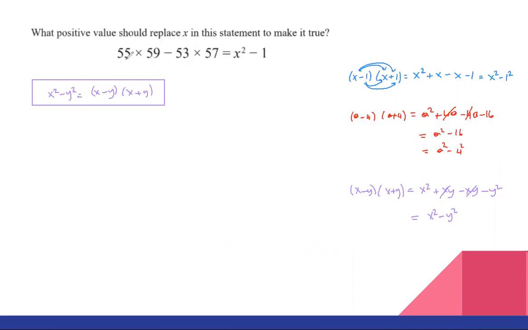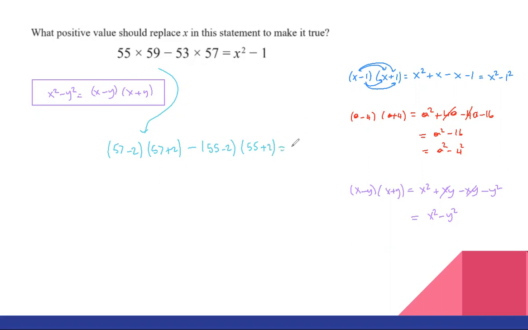You look at these two numbers. If I look at the middle number, 57, this one is 2 lesser than 57, and this one is 2 larger than 57. So I can actually write 55 as 57 minus 2, times this one, which can be written as 57 plus 2. And similarly, if I look at these two, the middle number is 55. So 53 can be written as 55 minus 2, and 57 will be 55 plus 2.